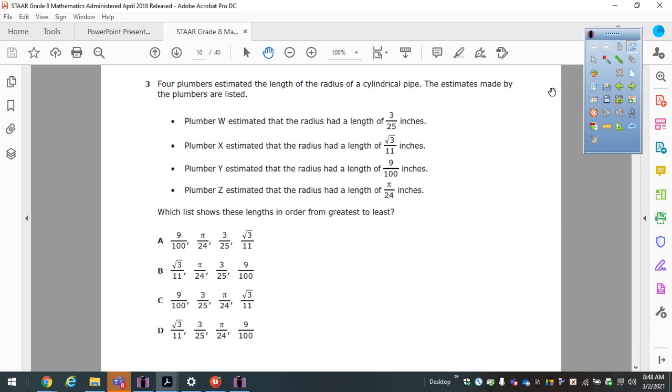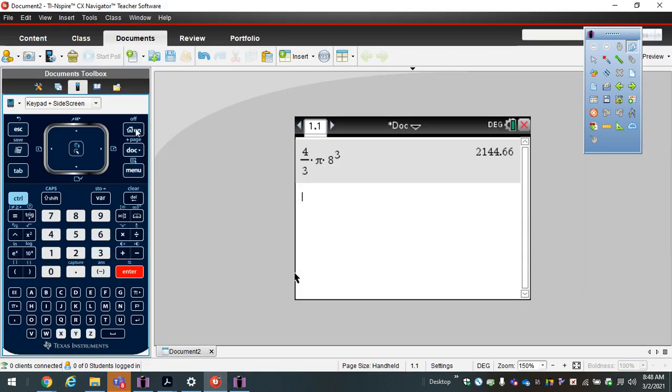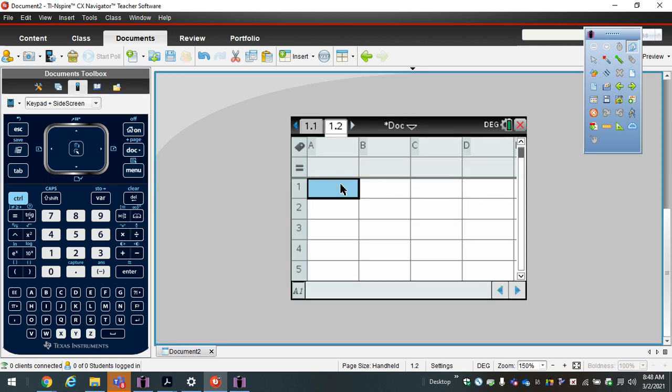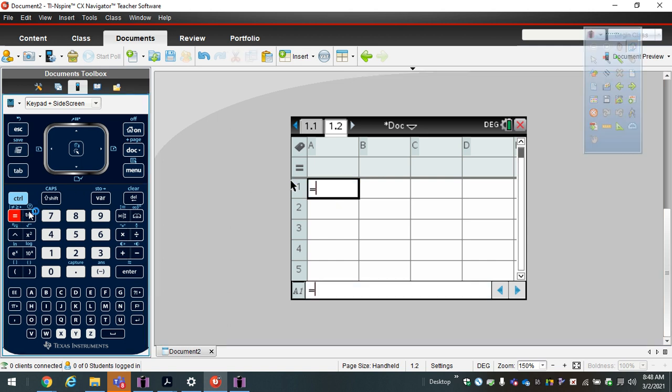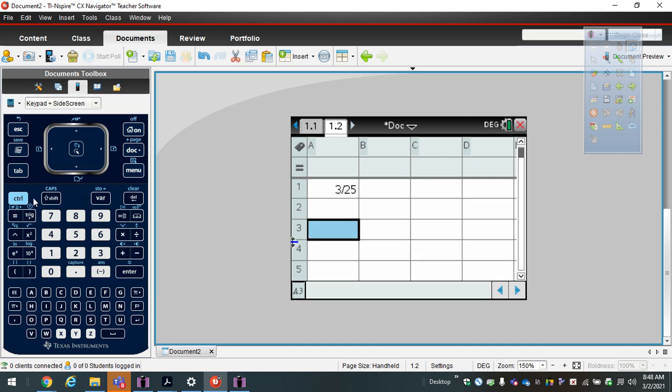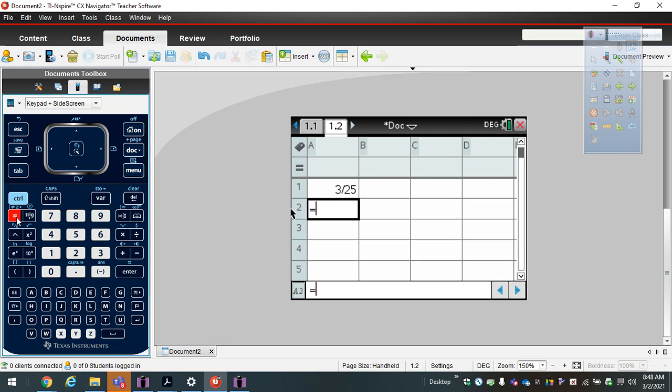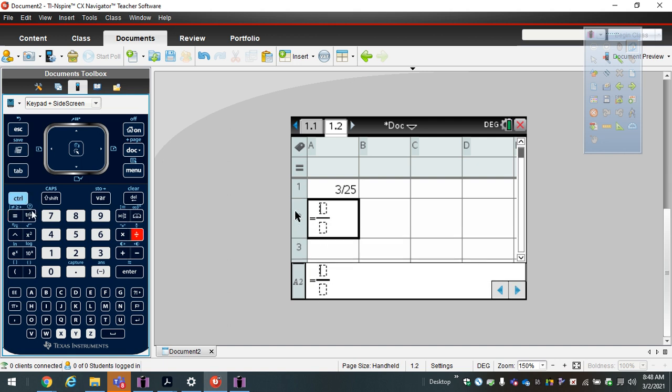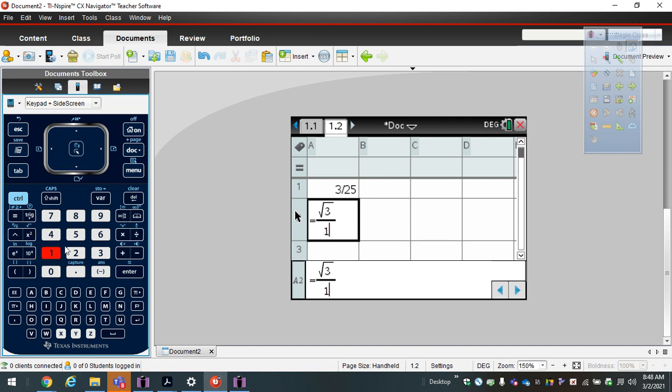Okay, so what I'm going to do is turn on the calculator. I'm going to add a page. I'm going to go to list and spreadsheets. Now for each one of these, I'm going to put equals and then the number. The first number is a fraction of 3 over 25. The second number, make sure you put the equal sign, is going to be a fraction of the square root of 3 over 11.